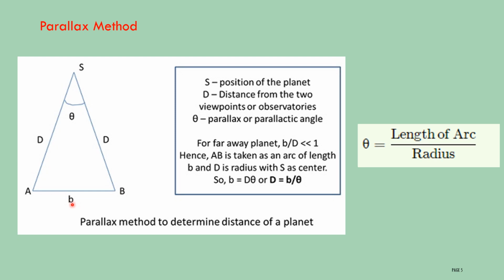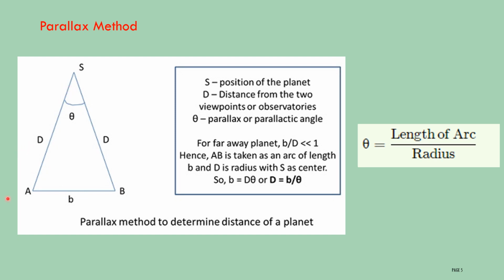Already you know that the planet is too far from the earth. Then this parallax angle theta is very small, so this chord length will be equal to the arc length. In this case, b will be equal to D into theta. Arc length is equal to radius into theta, here the radius is D. Then D will be equal to b divided by theta. D is the distance between the planet and the earth.